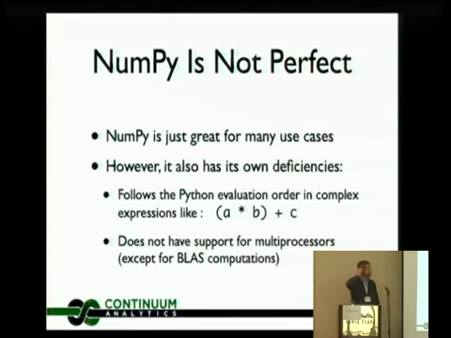NumPy is just great for many use cases. It can vectorize most of the operations, but however, NumPy also has some deficiencies. The most important one, in my opinion, is that NumPy has to follow the Python order to evaluate expressions. And I will try to explain why this is a big problem. Okay?